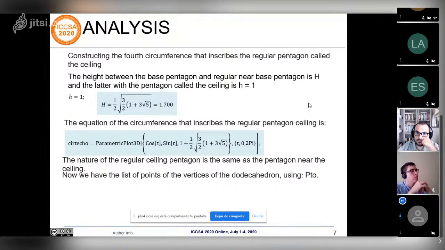At the end, the regular pentagon called top is constructed, inscribed in a circumference of radius 1, and it is located in relation to the XY plane at approximately 2.700. The apexes of this polygon have rotated 36 degrees in relation to the first two regular polygons.